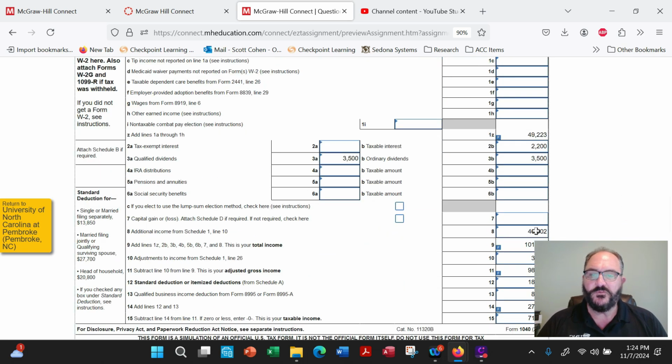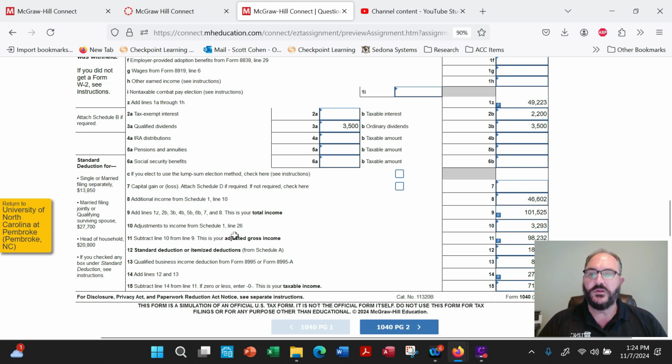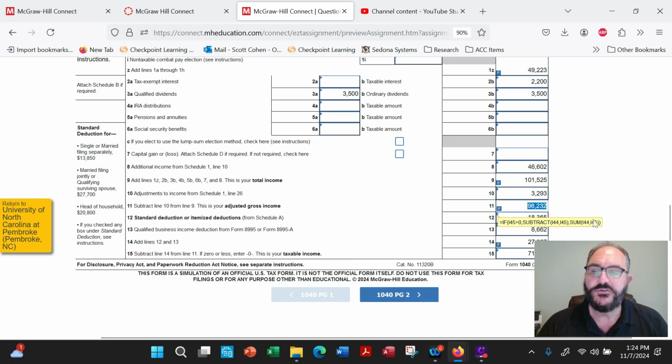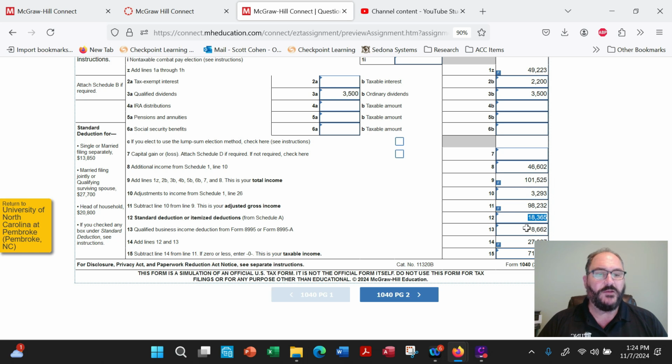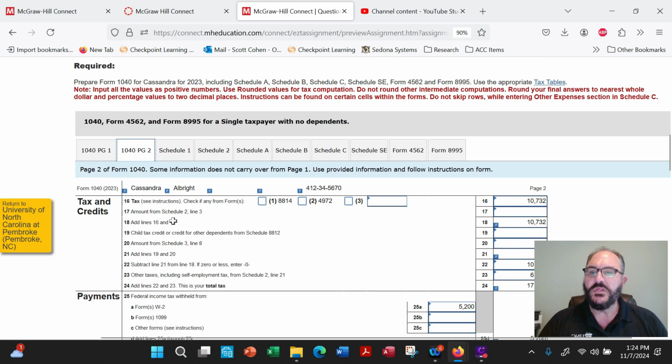There's the additional income from Schedule 1. There's the total income, okay? There's the adjustments to income. That's half the self-employment tax right here. Her AGI is 98,232. She's going to itemize her deductions. She gets that qualified business deduction. You add those two together, it's 27,000. So her taxable income is 71,205. Okay. Go to page 2. Calculate the tax. The machine's going to do that automatically.